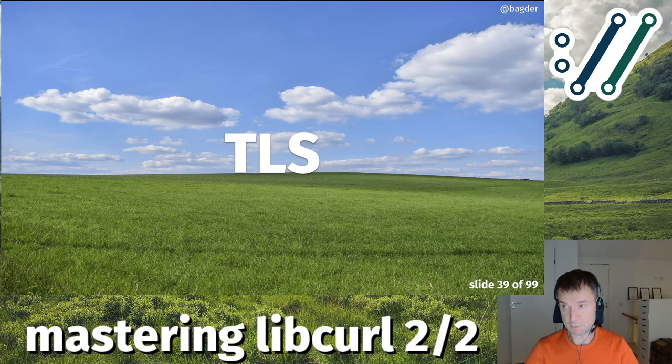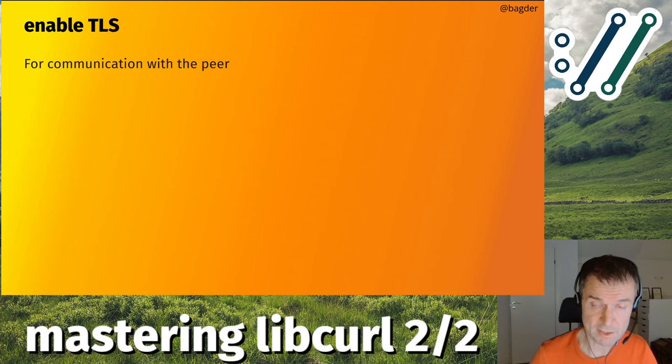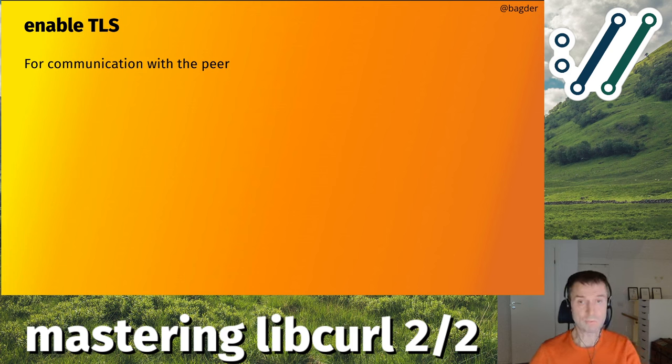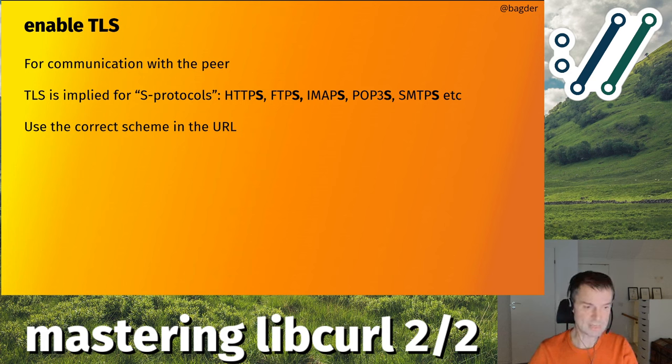A lot of libcurl transfers, of course, use TLS, and you know, all those protocols ending with S, protocol names, of course. And when you communicate with a peer, you of course want to use TLS, because TLS makes everything better. That's an authenticated transfer, right? You know you're talking to the right server, the data is not tampered with, and no one can snoop on it. TLS is implied if you're using all these protocols, because then it'll use TLS automatically, pretty much. And you just use the correct scheme in URLs.